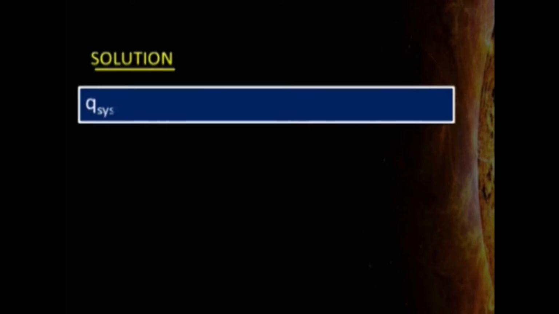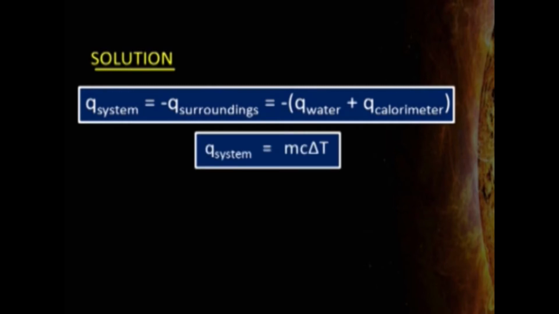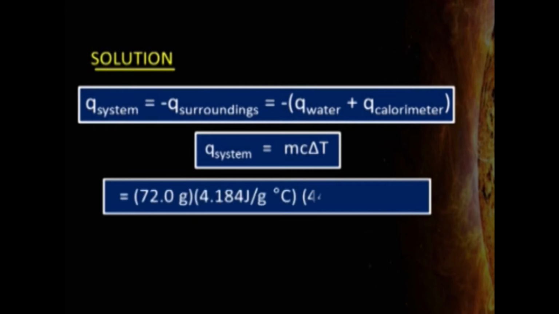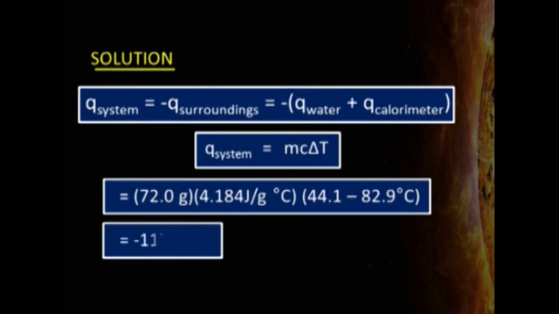Now, heat for the system will be equal to minus heat for the surroundings. Surroundings are water and calorimeter. So, Q system will be equal to minus Q of water plus Q of calorimeter. Q of system will be equal to mass of hot water times specific heat capacity multiplied by delta T for the hot water. This will be equal to 72 grams multiplied by 4.184 multiplied by 44.1 minus 82.9, and we will get minus 11700 joules.